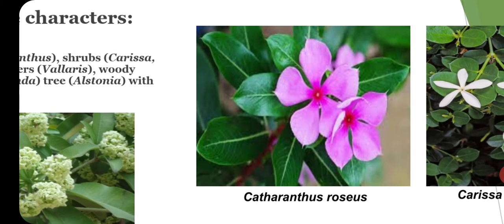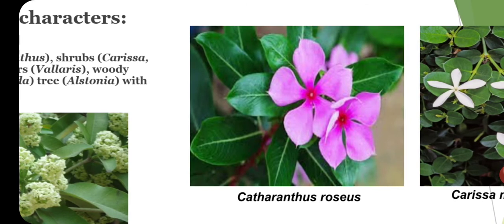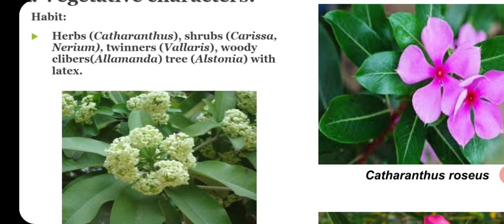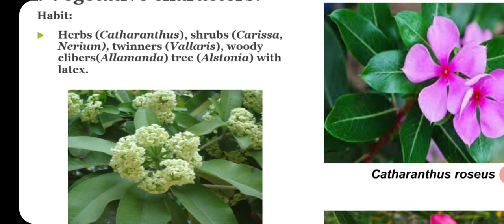It's a very important plant because some alkaloids like vincristine and vinblastine, which are very familiar for cancer treatment, are extracted from this Catharanthus roseus, and it is the herbaceous example here.